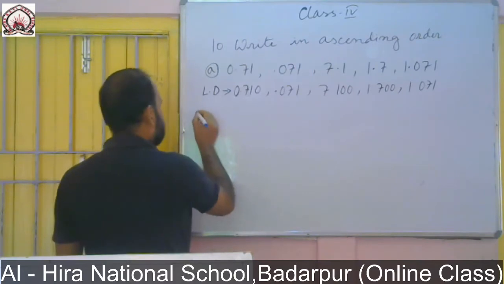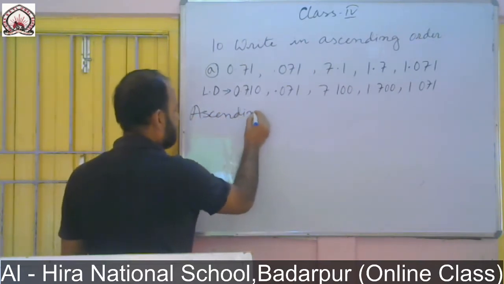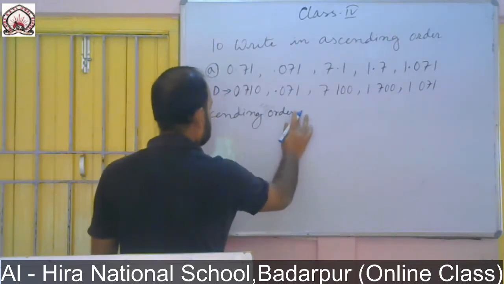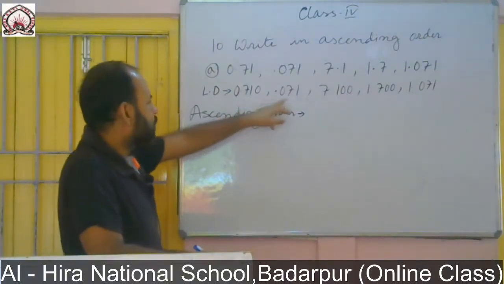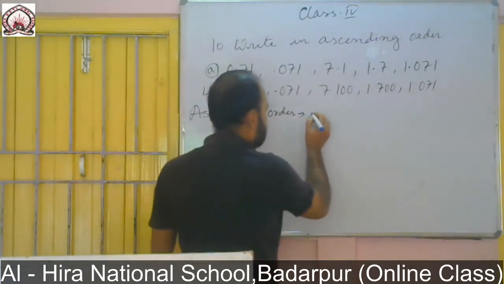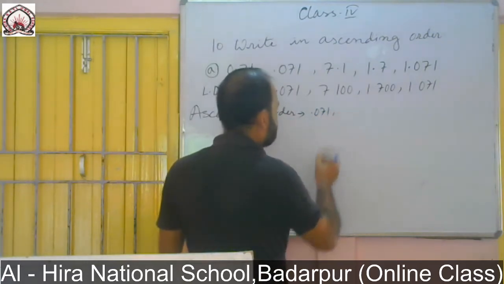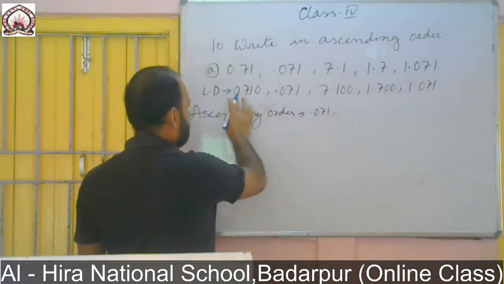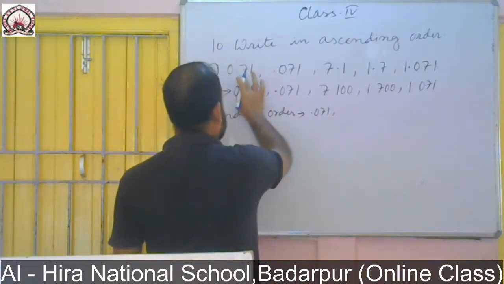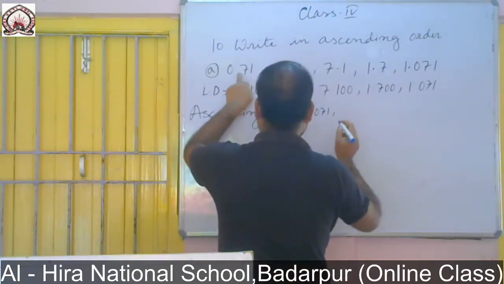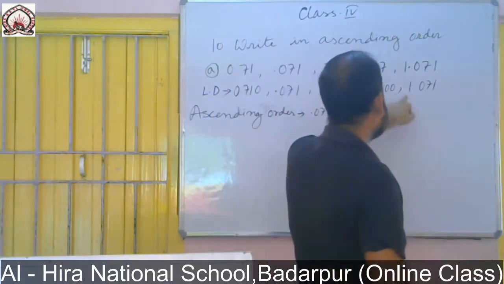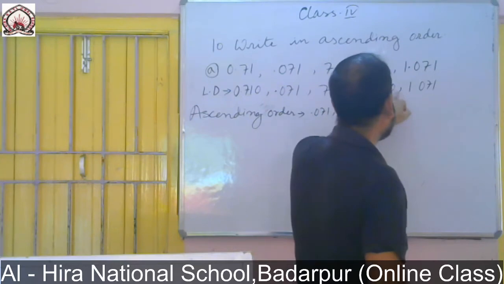So now we write in ascending order. Here first only 0.071; 0.071 means only 71, so the smallest number is this one. Next 0.710, because no integral part is there. We write the original one, not the one we made like decimal, so 0.71. Next here 7, here 1, here 1. So this 7 is big, the integral part is big. So these two 1s we compare.